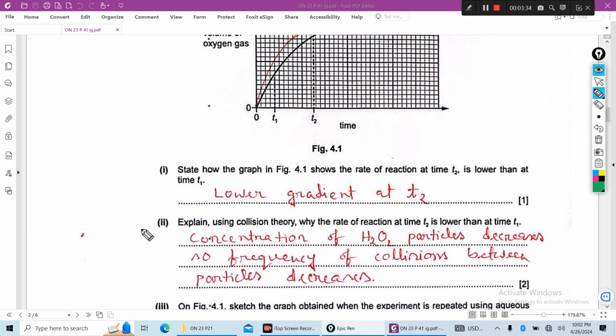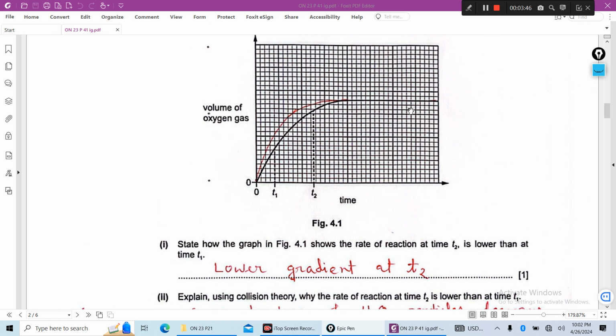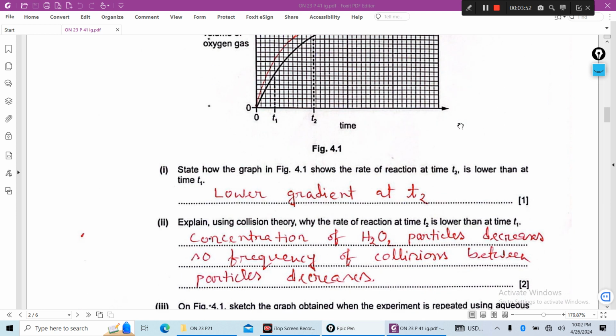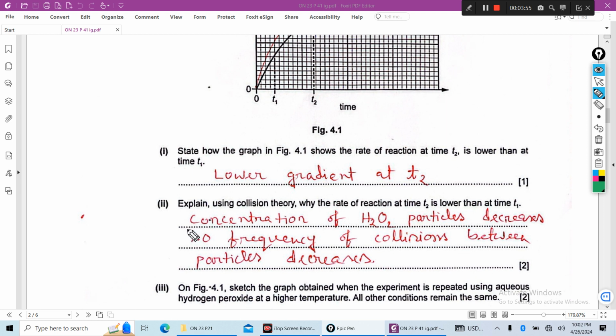Then number 2, explain using collision theory why the rate of reaction at t2 is lower than t1. At t2 the gradient is lower, that means the rate of reaction is less. So why this? At t2 the concentration of hydrogen peroxide particles decreases, so the frequency of collisions between particles decreases. As the concentration of hydrogen peroxide is less, less effective collisions occur. That's why the gradient is lower.